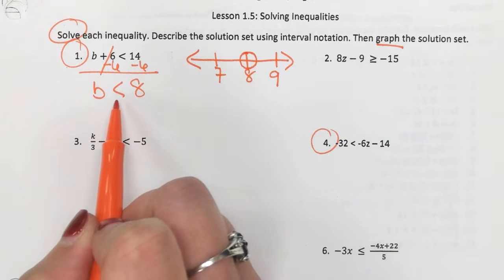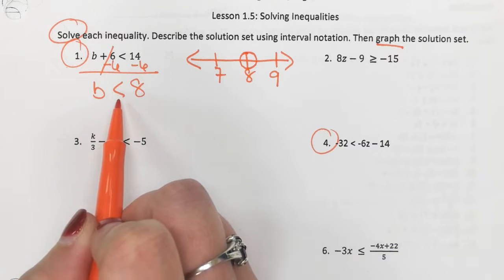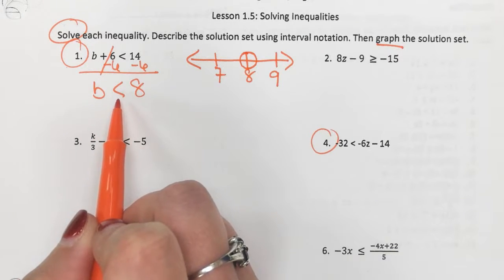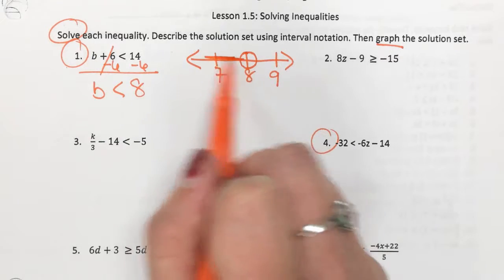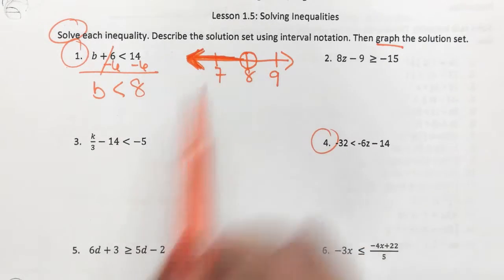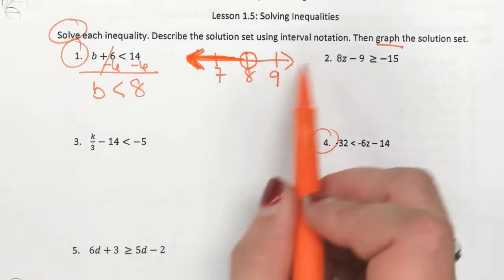This is less than 8. Where are the numbers less than 8? Is that what you're about? Yes. Which way are the numbers less than 8? To the left. There you go. And we're done for number 1 for right now. We'll go back and do the intervals later.